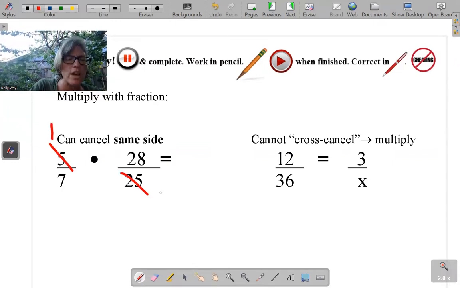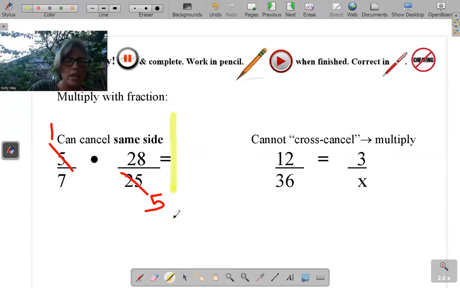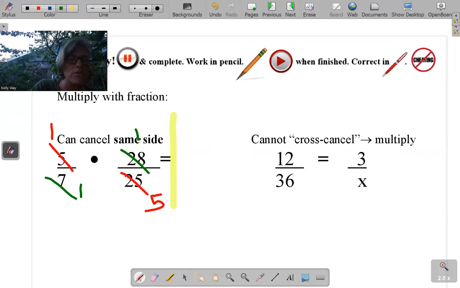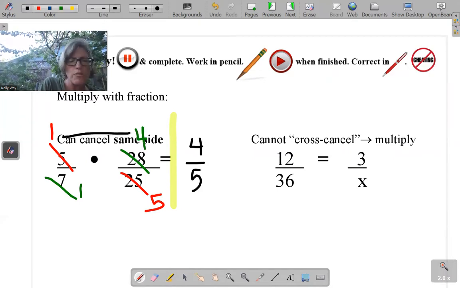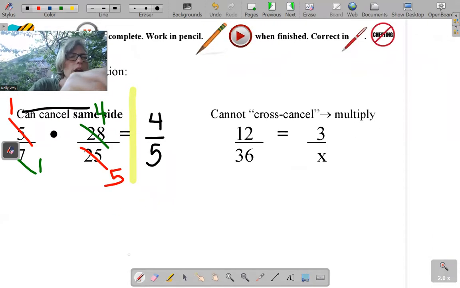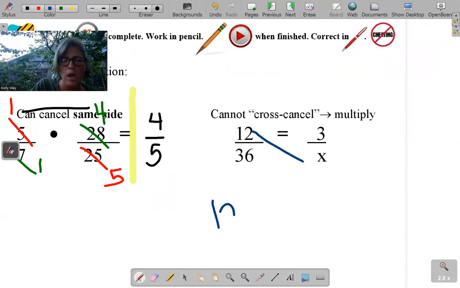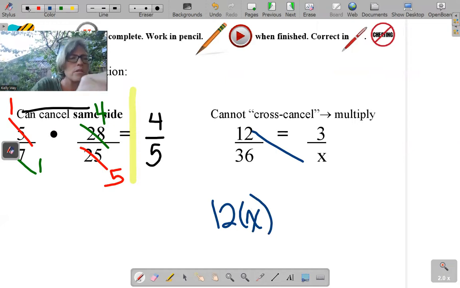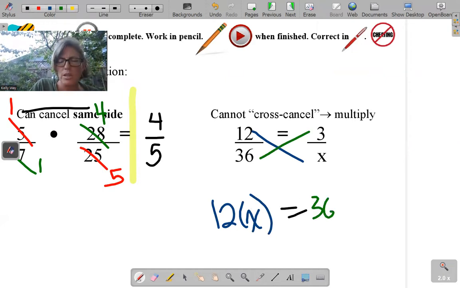5 goes in there once, 5 goes in there 5 times. I'm on the same side of the equal sign. That's why I'm canceling. 7 goes in there once, 7 goes in there 4 times. I multiply straight across. I have 4/5. You're done. Over here, I cross multiply. I have 12 times x equals 36 times 3. If you put 108 there, you did too much work.